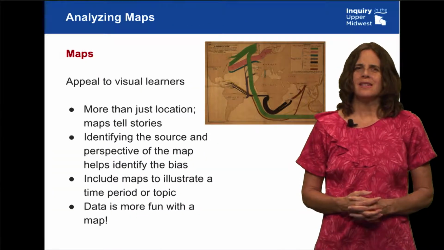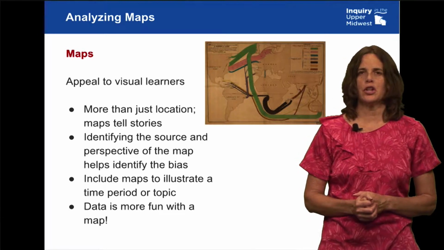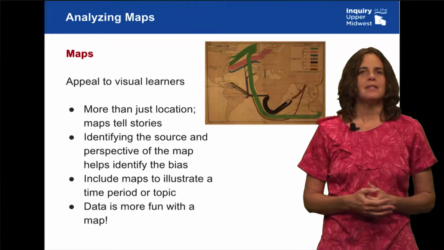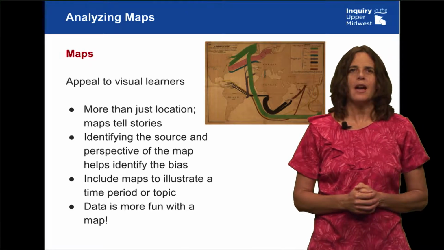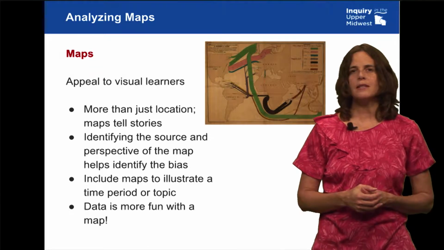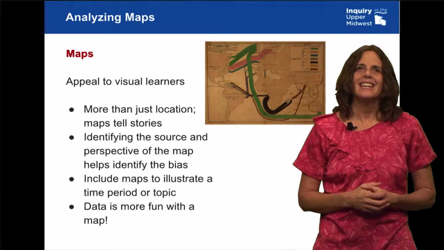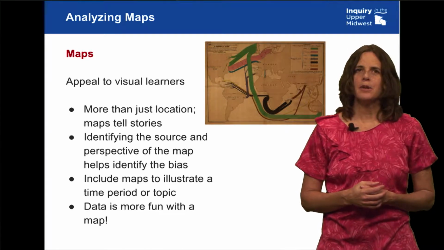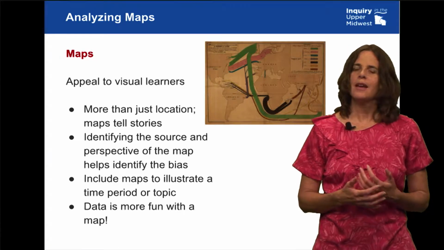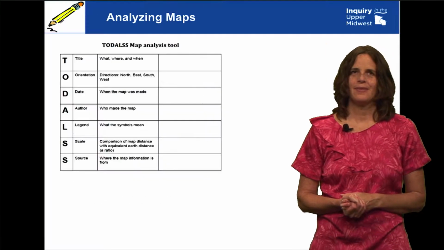Why are maps so exciting and engaging? Well, they appeal to visual learners. Maps are more than just location. Maps tell stories. Identifying the source and perspective of the map helps to identify the bias of the map. Just like all texts, maps do have bias. Including maps to illustrate a time period or a topic is very engaging due to their visual nature. Finally, data is just more fun with a map.